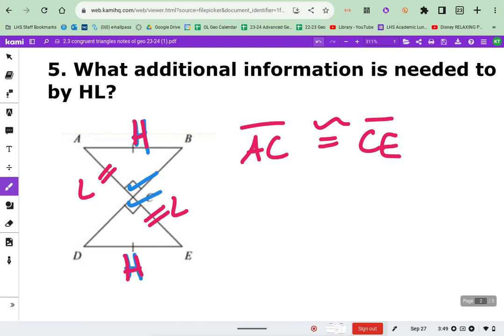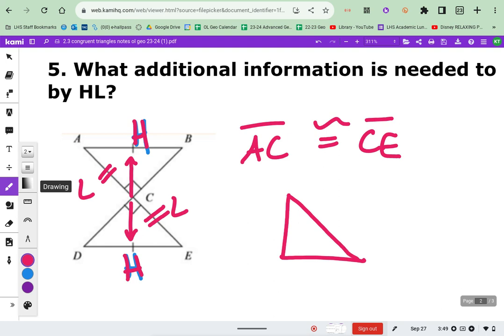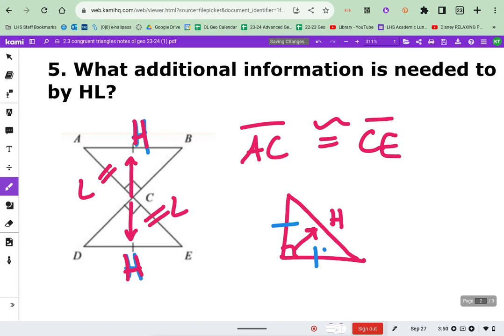Why isn't the one that's already marked the leg? Why can't that be the leg? Good question. The reason it's the hypotenuse is because it's the one directly across from the right angle. It's also the longest side. The hypotenuse is always the one straight across from the right angle, and the longest side in the triangle. And then the leg, it doesn't matter which leg you mark congruent. You just need one set of congruent legs, one leg per triangle.